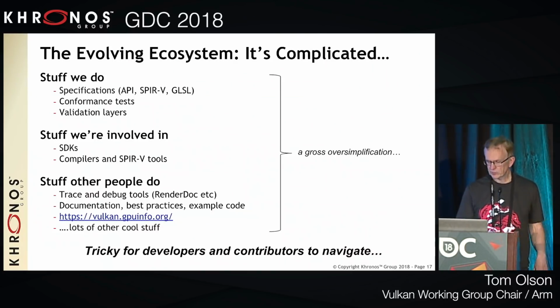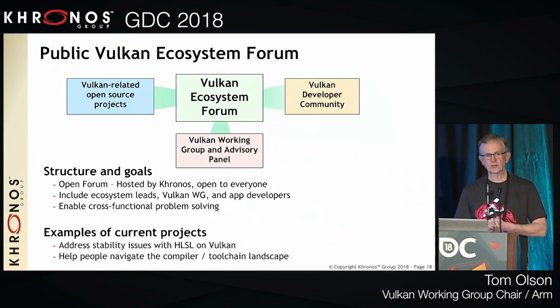So we're attempting to address that with something new. This has been in the works for 4 or 5 months, but now we're going public here at GDC: the Vulkan Ecosystem Forum. This is something Khronos has not done. Typically, Khronos groups are NDA only, and you have to be a member. The Ecosystem Forum is not. It's explicitly public. Anybody can participate.